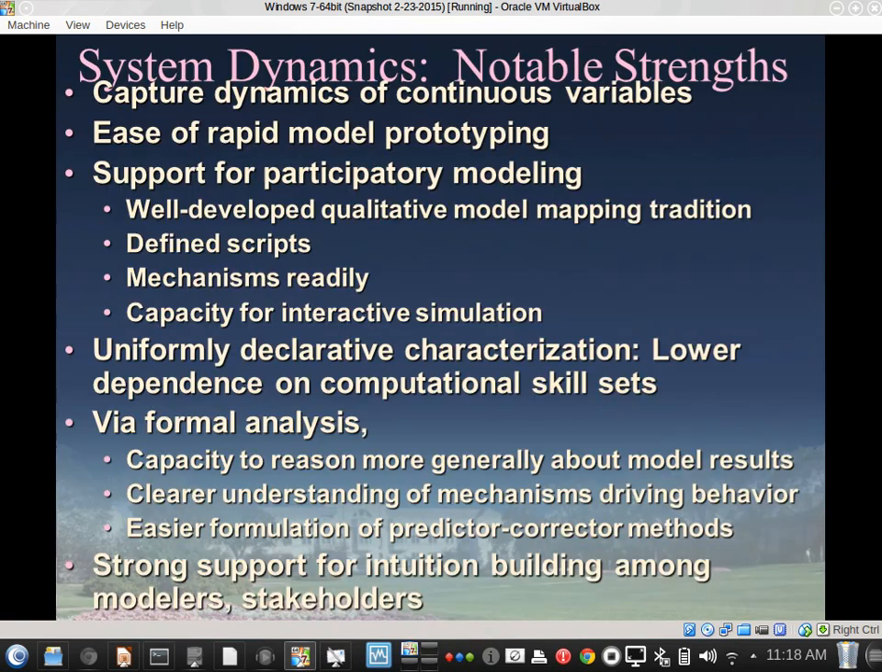If you're reasoning about people's regulation of their weight or their body composition, it's a great way to characterize this. You can really quickly pull together a high-level model using these techniques. Causal loop diagrams and even stocks and flows can be pulled together at a rough level very quickly. And it does provide really good support for participatory modeling.